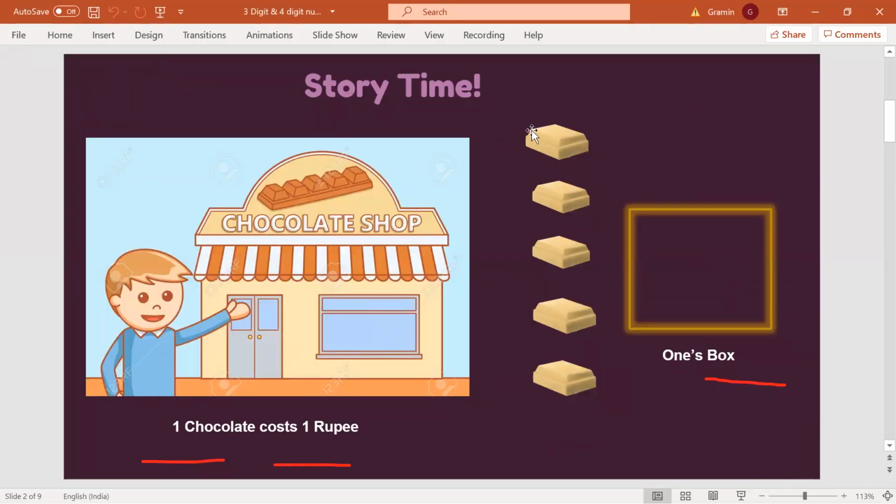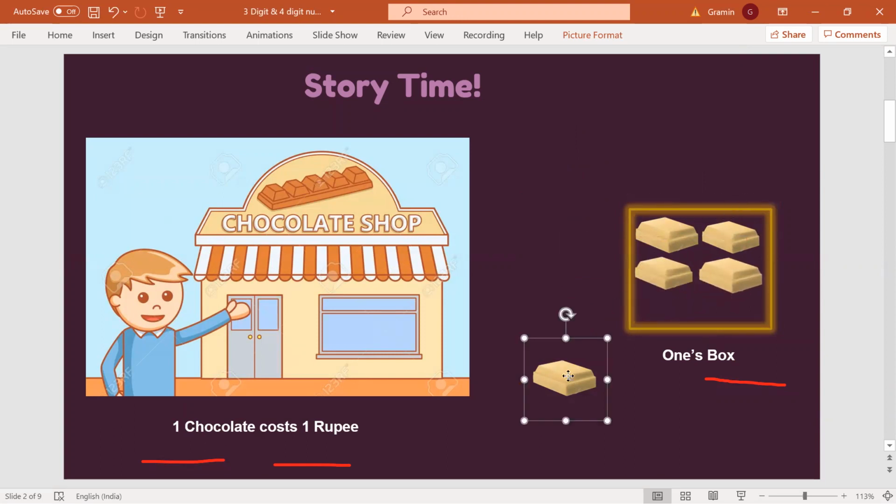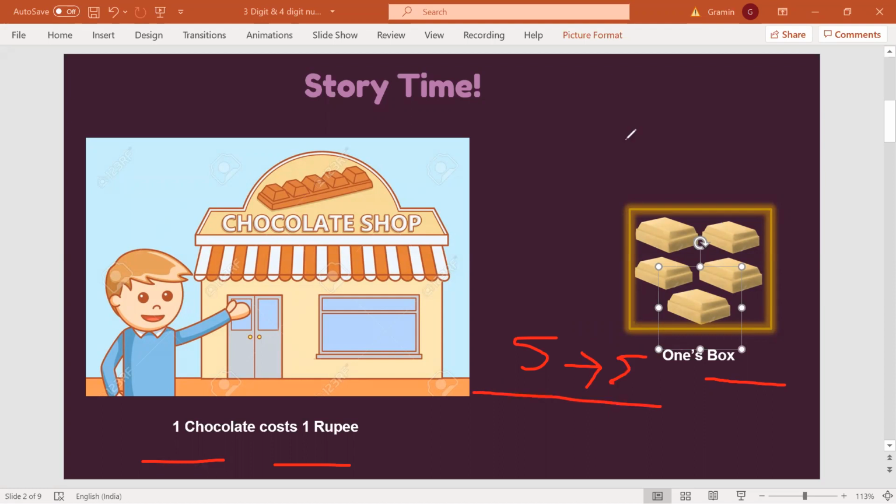So let's help Alex to count these chocolates. We'll put one chocolate in this box. Now put two chocolates. Now put three chocolates. Now put four chocolates. And now put five chocolates. So this way, Alex is able to count that there are total five chocolates. And since one chocolate costs 1 rupee, five chocolates will cost Alex how many rupees? 5 rupees. So we were able to help Alex to count the number of chocolates.